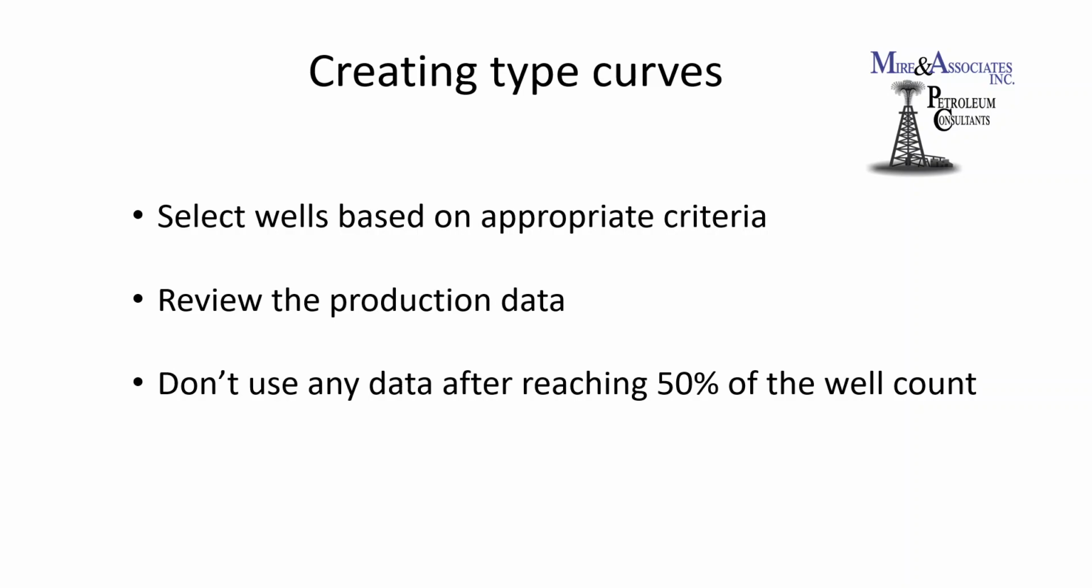Then you need to review the production data of these wells. Make sure it looks good. Sometimes there's some bad data or there's no data, and you just call out the bad stuff before you make your type curve. And then the third point is you don't use any data in your normalized curve, your type curve, after you lose 50% of your well count. So I'll show you what I mean by that. So that's important. Let's go to PHDWin and make a type curve.